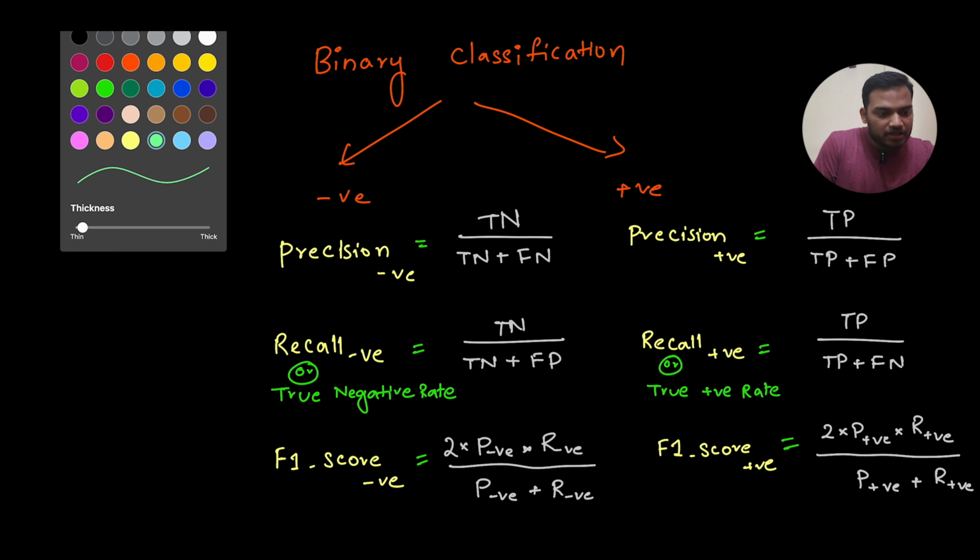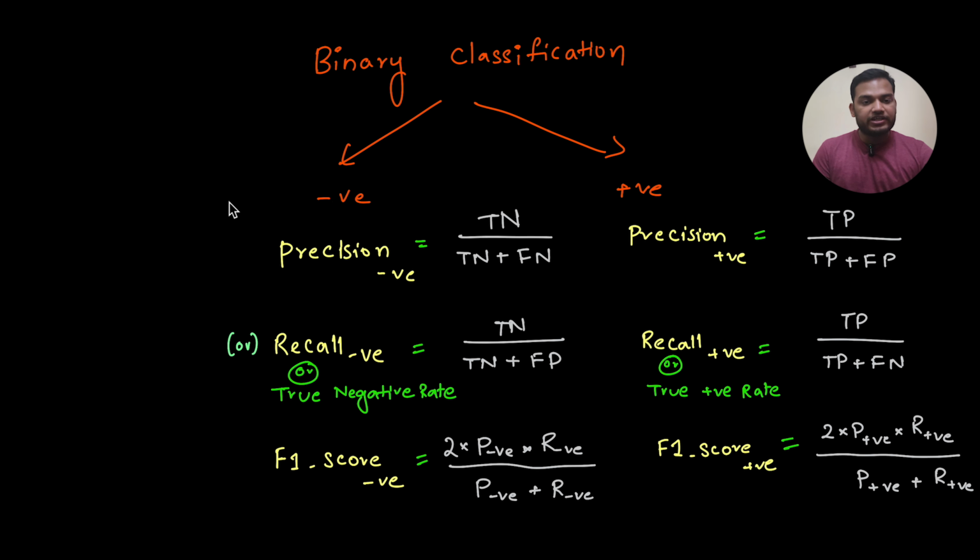Okay. There are some other names as well. Recall for negative class is also called specificity, whereas recall for positive class is also called sensitivity. Most of the times these might be used interchangeably, that's why I'm telling these names as well. So sometimes instead of saying recall negative class, they might say true negative rate or specificity. And also instead of saying recall positive, they might say it as sensitivity or true positive rate. So don't get confused with all these notations.